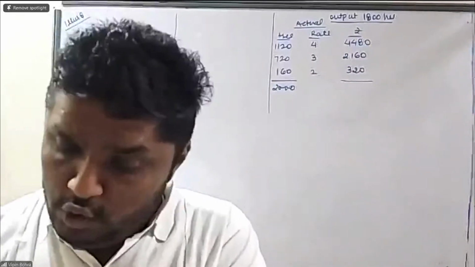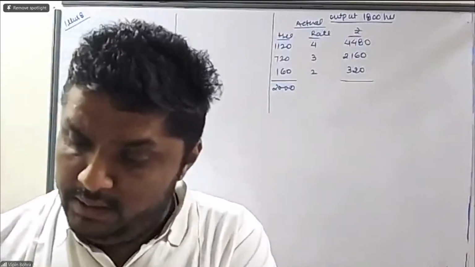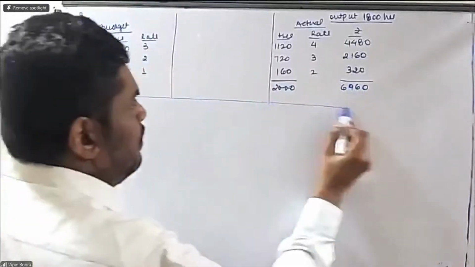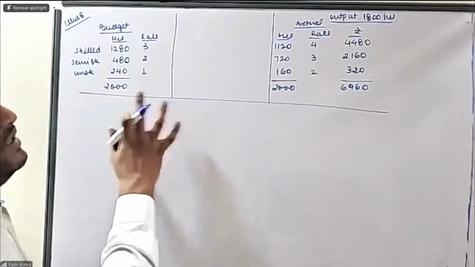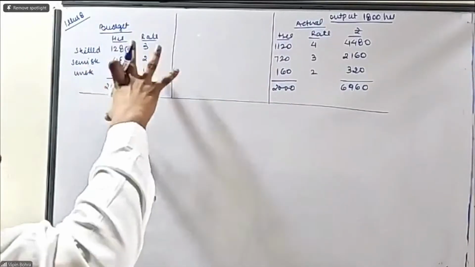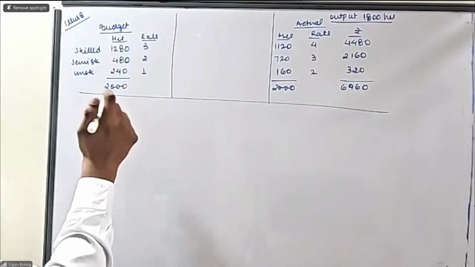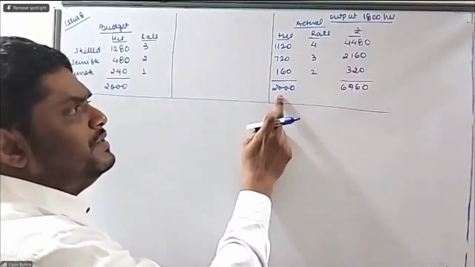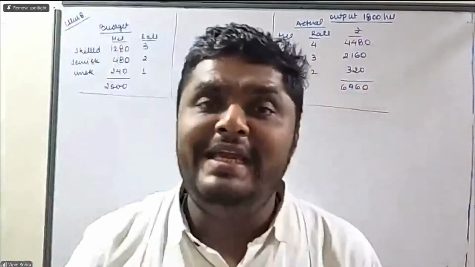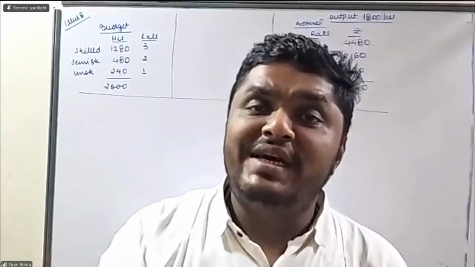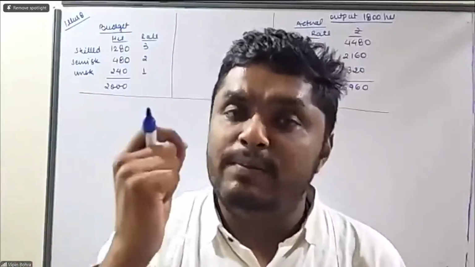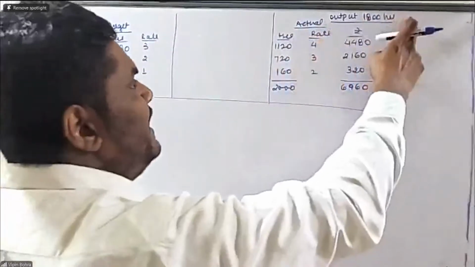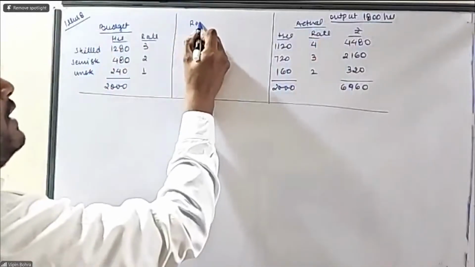So 4480, 2160, and 320. So it will be 6960. Guys, very important: this is the budgeted data, and this is the actual data. Here the budgeted output is 2000 hours, whereas the actual output is only 1800 hours, even though they worked for 2000 hours. So the budgeted output and actual output are not the same, because the budgeted data is given for 2000 hours of output and the actual data is given for only 1800 hours of output. So we have to prepare a revised standard.